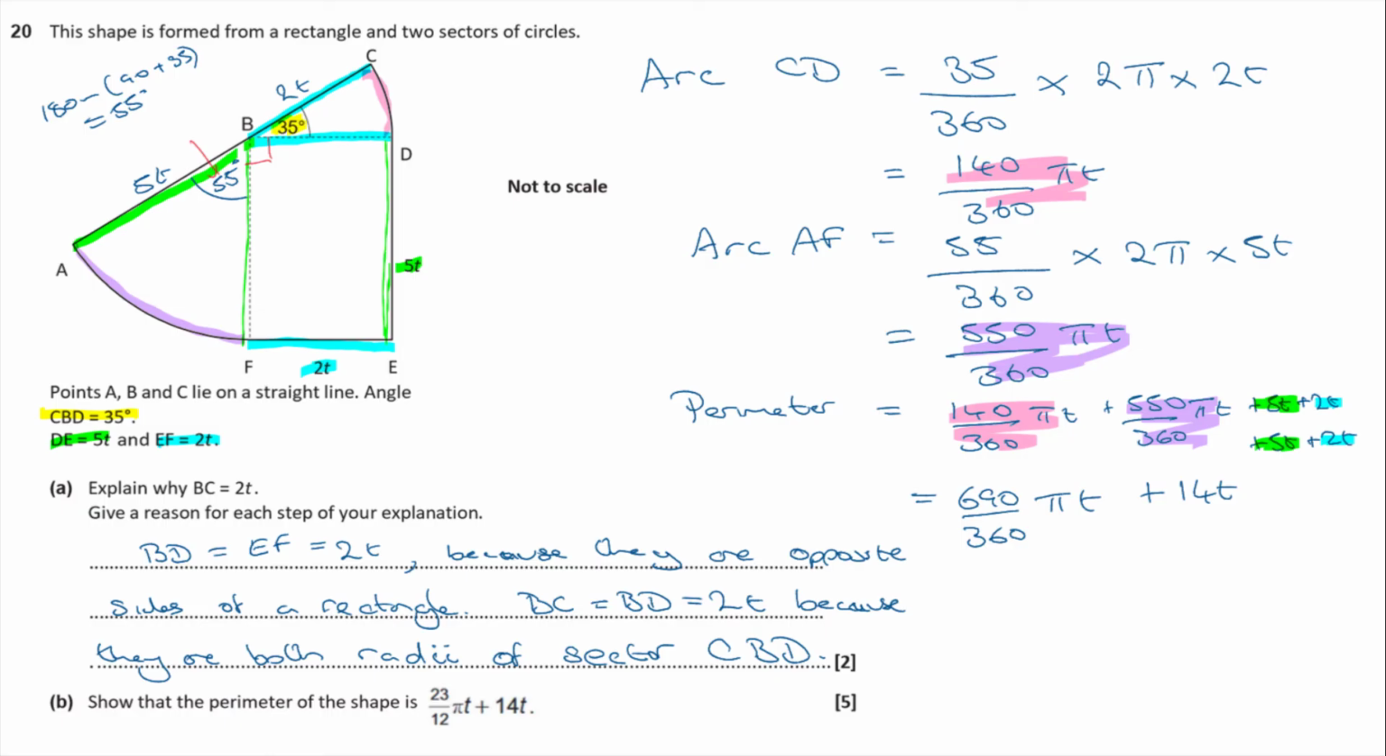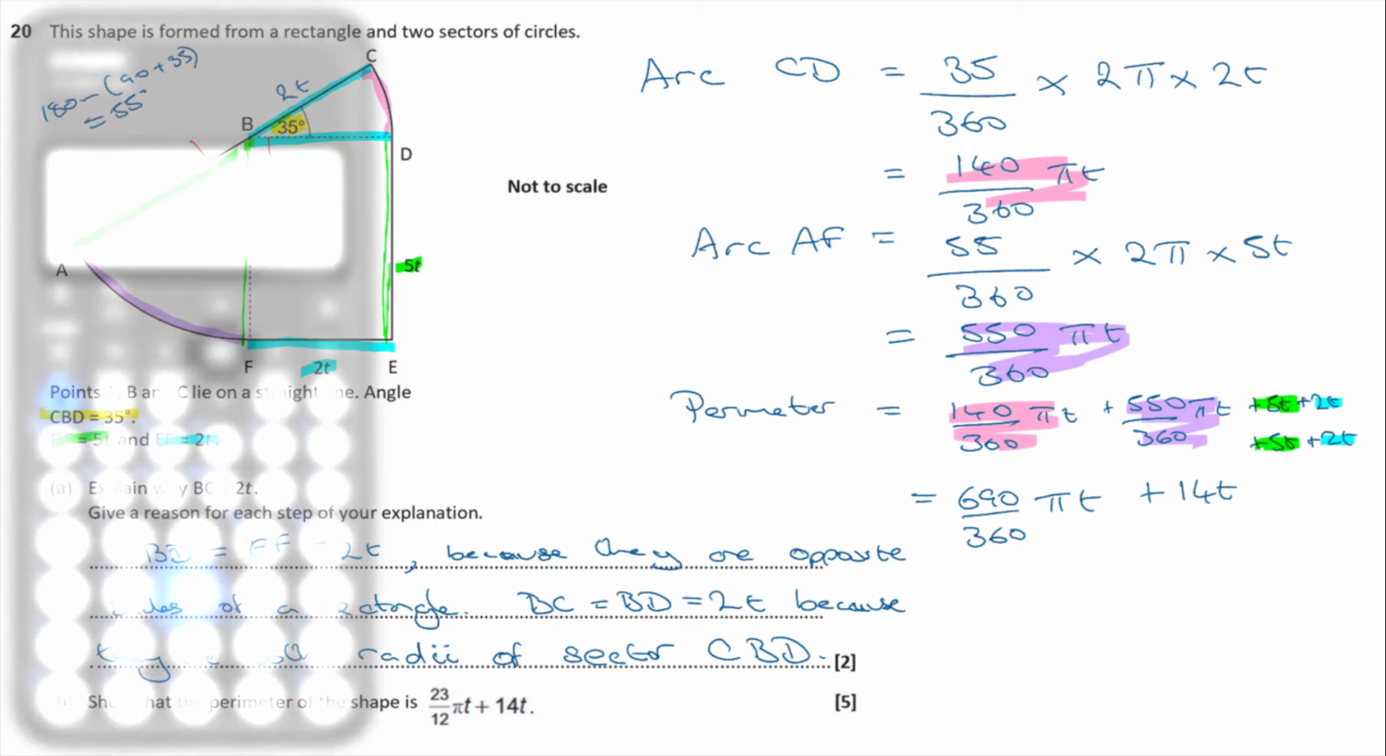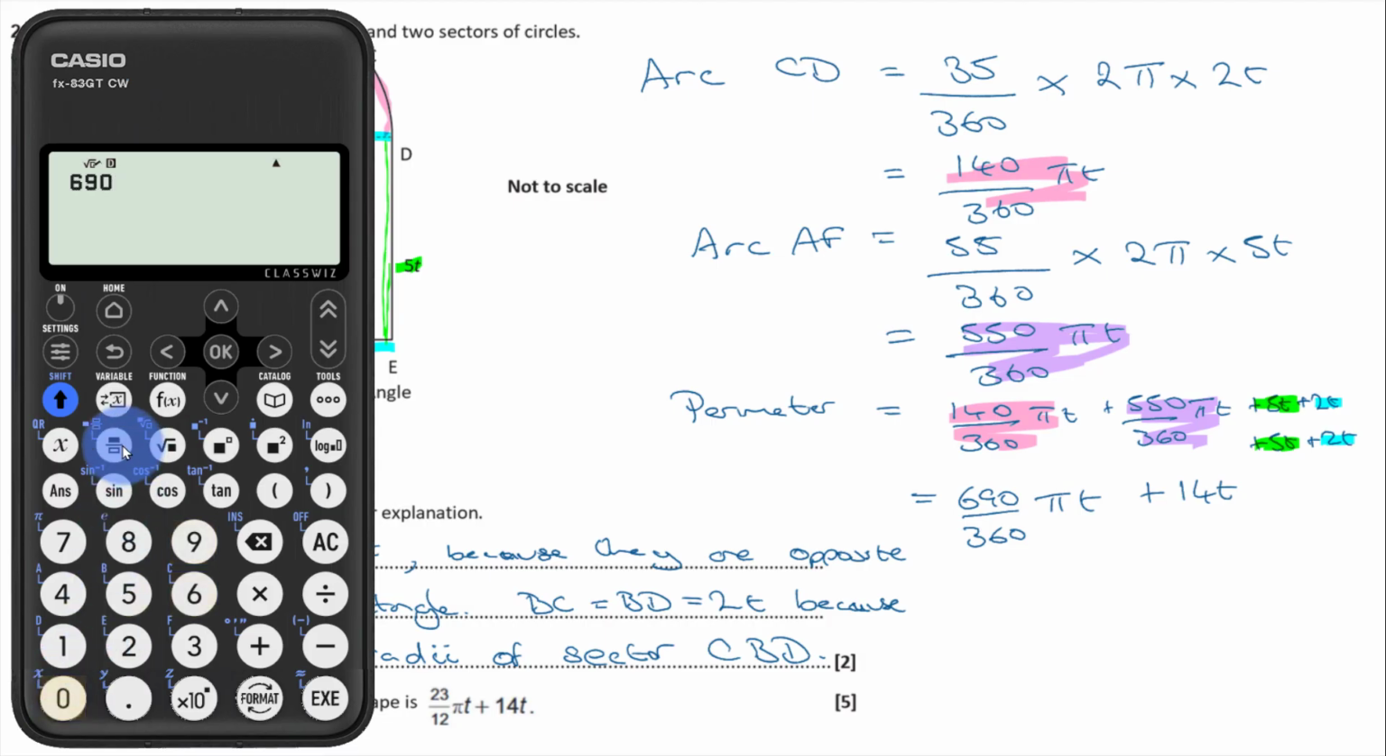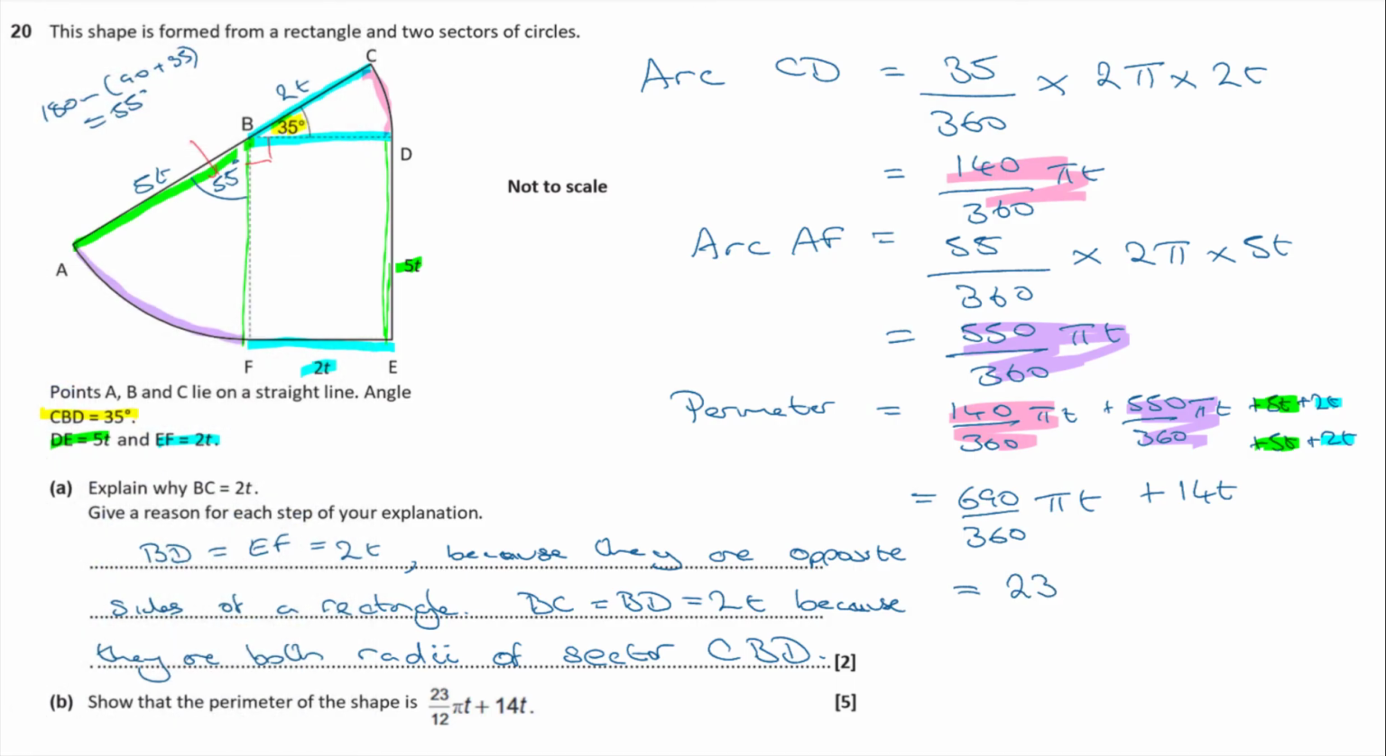Now we're almost there. Just that 690 over 360, that can simplify. So just typing that into your calculator to simplify it. 690 over 360, what does that come out to be? And that's 1 and 11/12, or you could rewrite that as 23 over 12, couldn't you? So that's equal to 23 over 12 lots of pi t plus 14t. Now, luckily, that's exactly what we were meant to get, 23 over 12 lots of pi t plus 14t. So we seem to have done it.